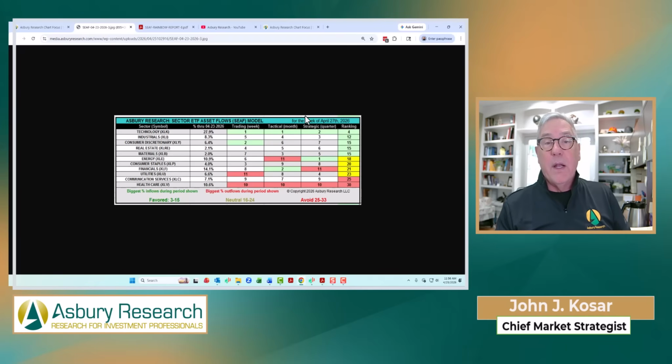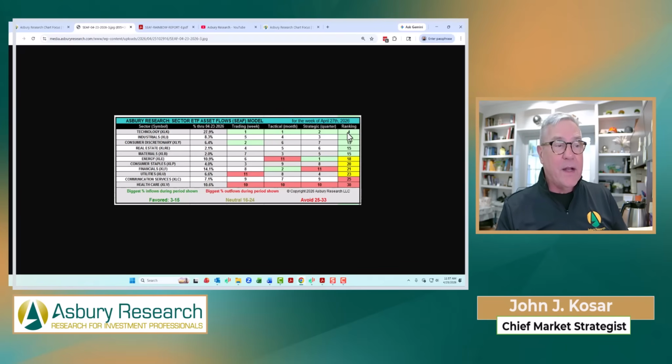The fastest money going into any particular sector in that time frame is ranked 1. So right now you can see technology is ranked number 1 in trading and also tactical. That means the fastest money going into any one sector in those 2 periods is technology. Strategic is the quarter. It's second for the quarter. So you've got a composite ranking score of 4. That's where the money is going right now in the sector space.